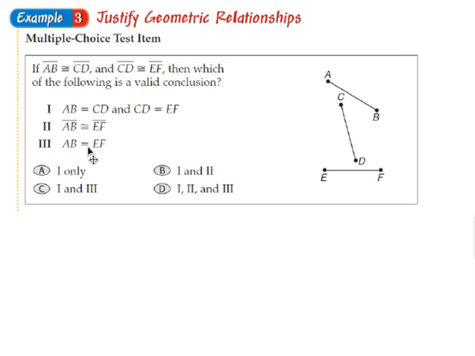Alright, and AB equals EF. Well, that one has to be true if number 2 is true, just based on the definition of congruent. And that's it. So the answer for this one would be D. All three of these statements are true.